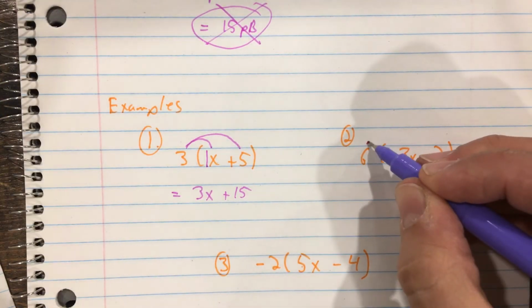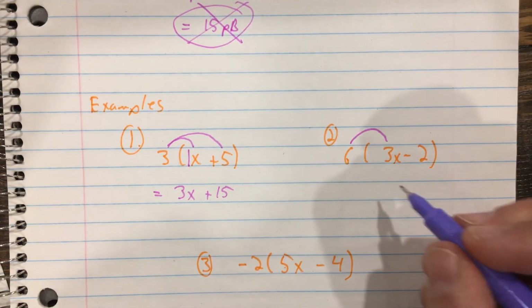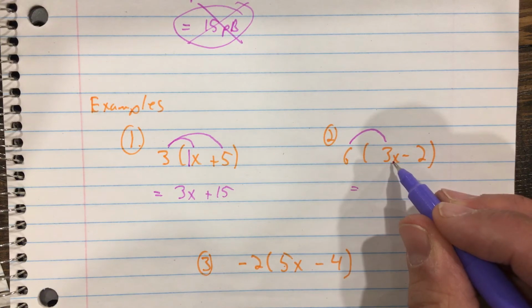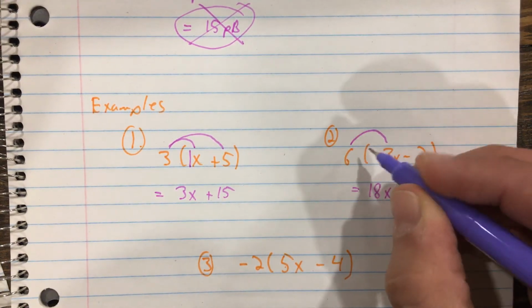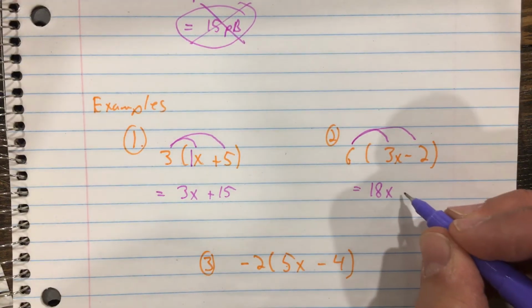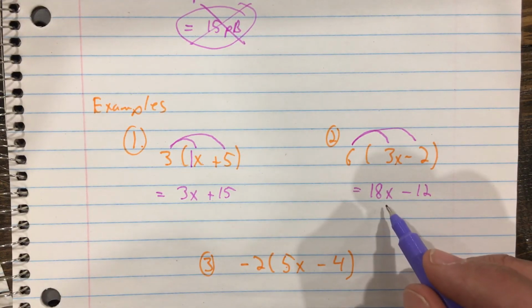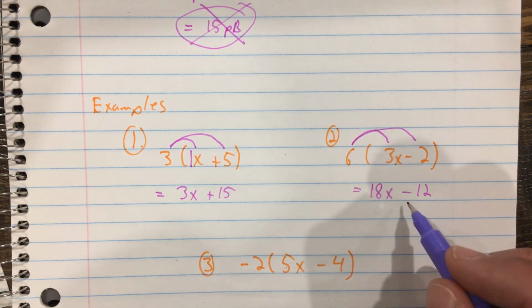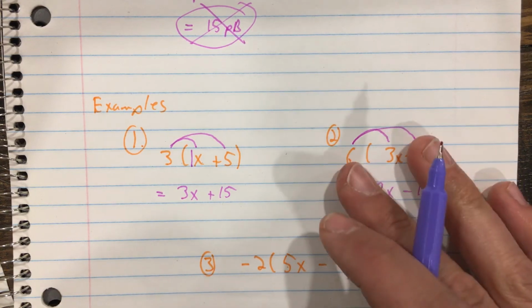Here we have 6 times 3x minus 2. So 6 times 3x would just be 18x, and 6 times negative 2 is minus 12. Again, that's a truck, that's a plane. They do not combine. That's your final answer. A car, a stuffy, do not combine them.